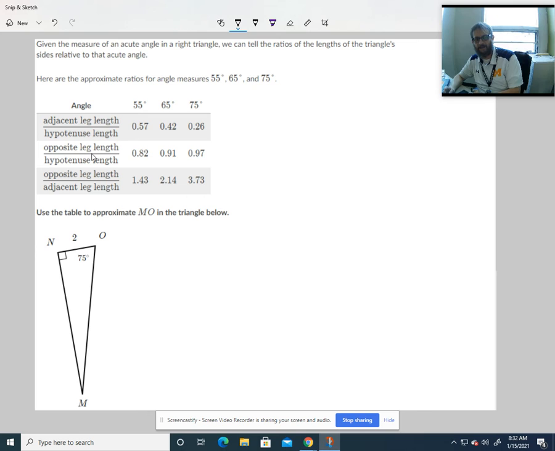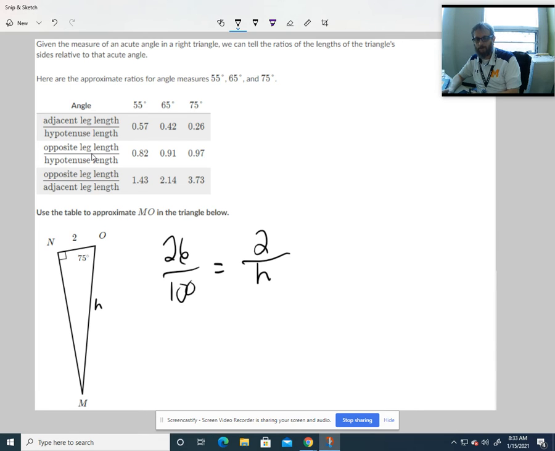So we can say that 26 to 100, that's 0.26 as a fraction, is to the 2 that we know, that's the adjacent leg, as it is to the side MO. Now I'm going to call this H because MO is a bad variable. Okay, so that's our setup.